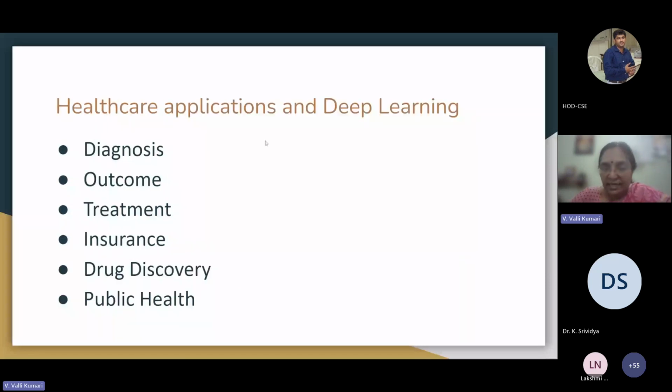So what are the healthcare applications where deep learning can be applied? So we have diagnosis related data, and the results and the treatment, and the insurance companies, drug discovery and public health related applications, which can be approached with deep learning concepts to get a better result.